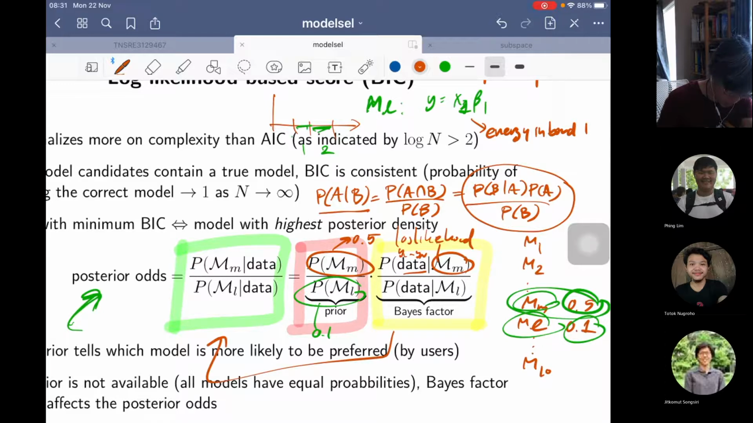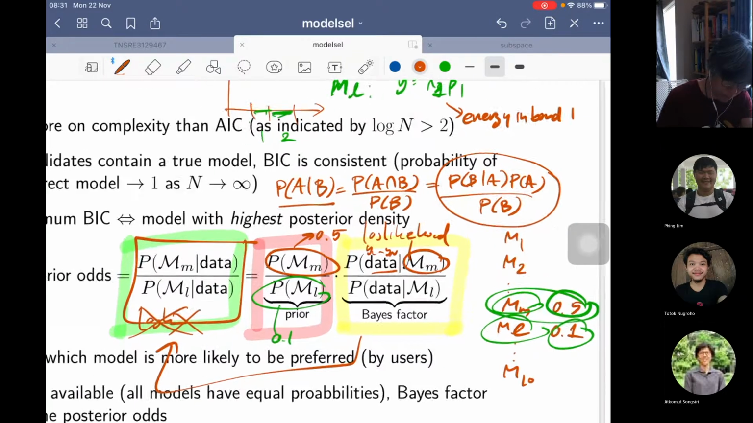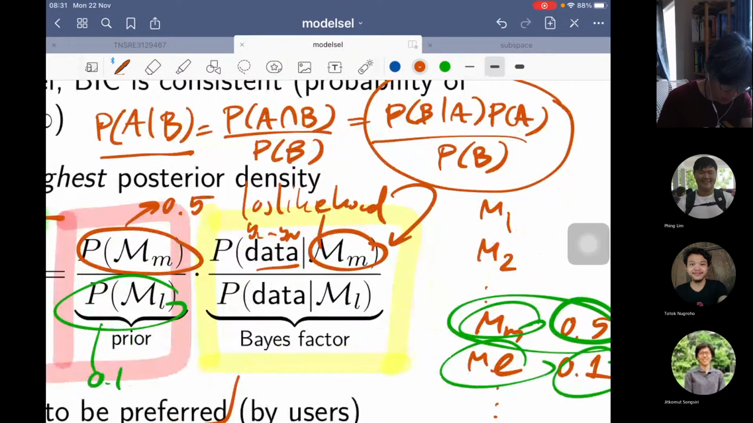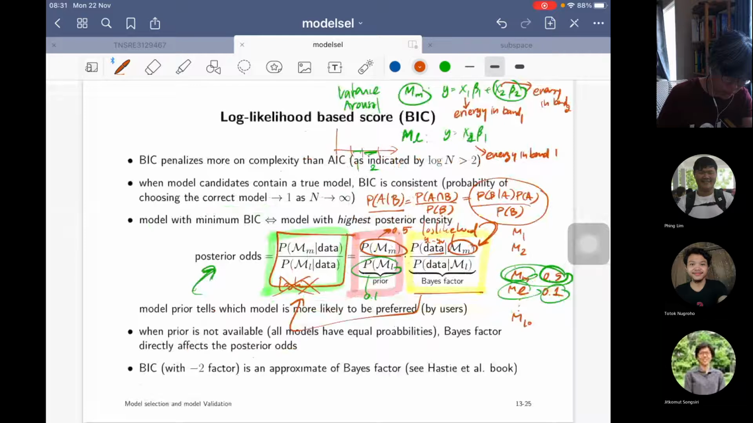Let me go back again. When I explained the term in the green box, I said this is the log likelihood, but I shouldn't have said that. I should have stuck to the term that this is posterior density, sorry. The log likelihood term should refer to this one. Now, in conclusion, the green, which is the posterior odds, if you know this quantity, it will allow you to choose the preference between model M and model L.